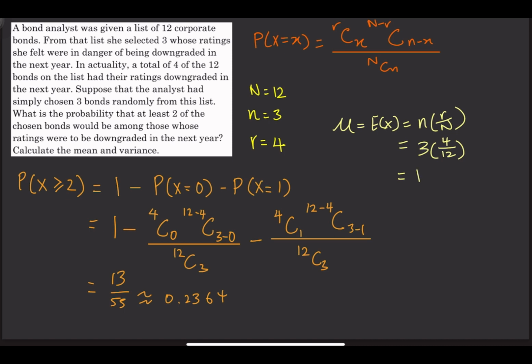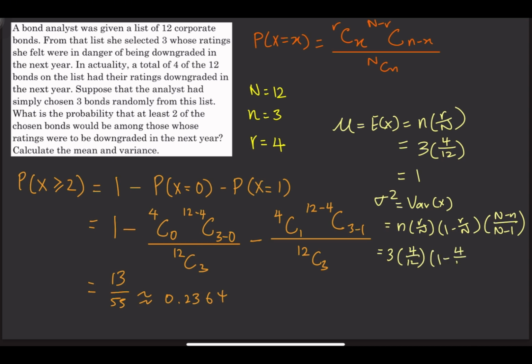And then our variance, sigma squared equals variance of x, equals this nasty formula: n R divided by N, times 1 minus R over N, times big N minus small n over big N minus 1. Just substitute into the formula: 3 times 4 over 12, times 1 minus 4 over 12, times 12 minus 3 divided by 12 minus 1. And you get 6 over 11, which is approximately equal to 0.5455. And that's your answer.